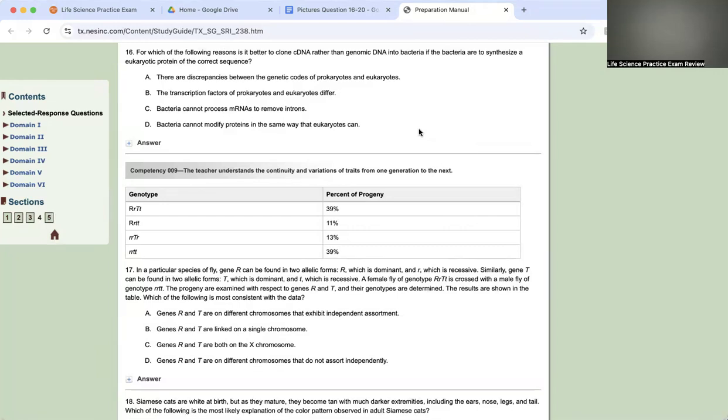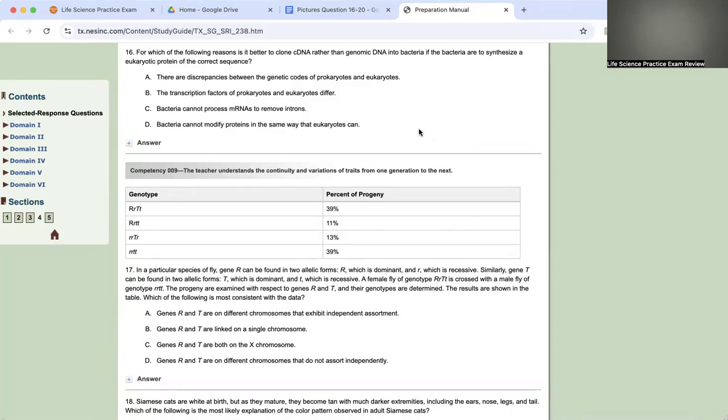D is incorrect because it refers to protein modification. D says bacteria cannot modify proteins the same way that eukaryotes can. Again, incorrect, because it's referring to protein modification, but the difference between cDNA and genomic DNA is the lack or presence of introns, which is dealt with in transcription and translation. We have to get past transcription first, which is what C talks about and why C is the correct answer here.